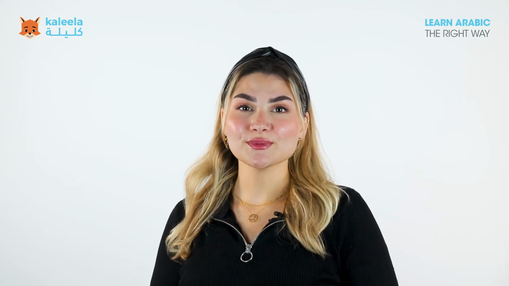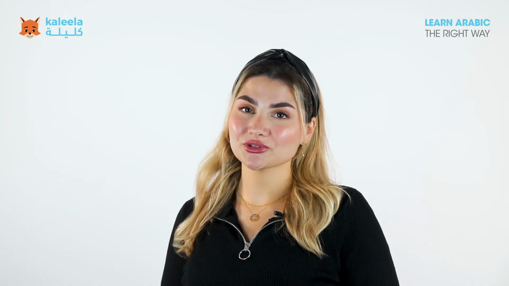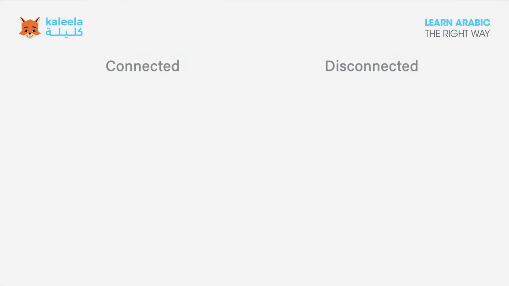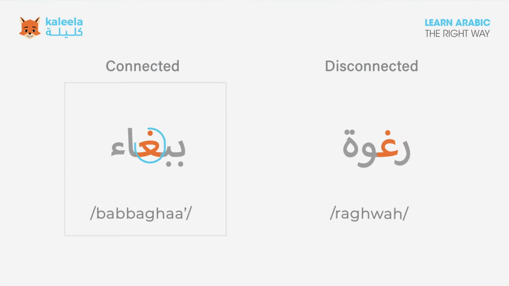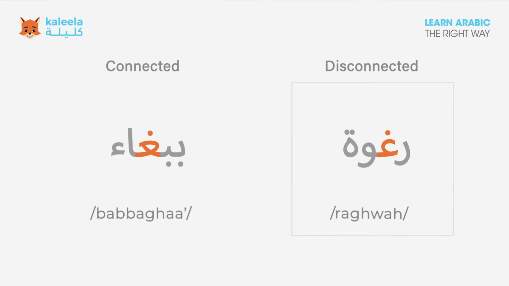After knowing all the shapes of the letter Ghain, why is it connected in some cases and disconnected in others? We conclude that the letter Ghain can be connected from the right when it's preceded by letters from the second group, as in babagha. Ba falls in the second group. And it comes disconnected from the right when it's preceded by letters from the first group, as in raghwa. Ra falls in the first group.